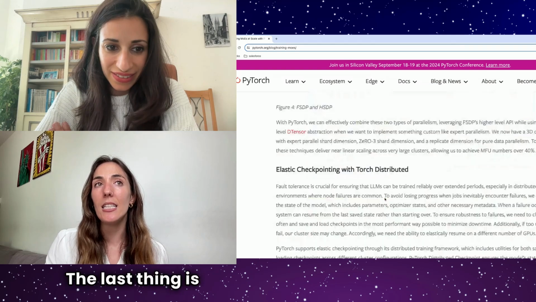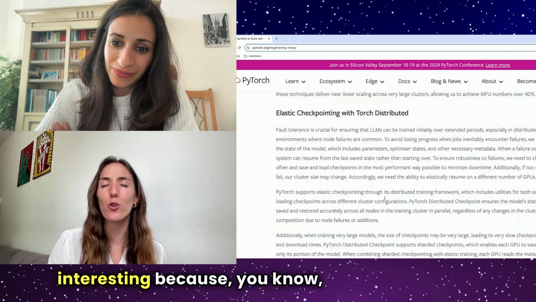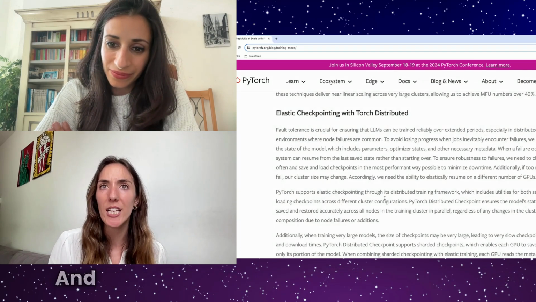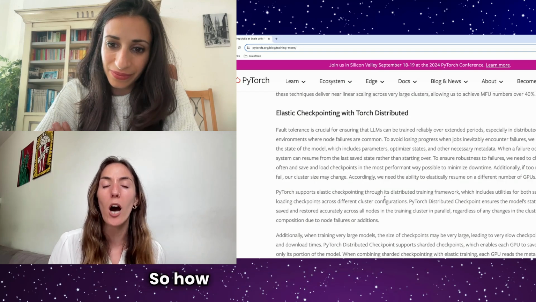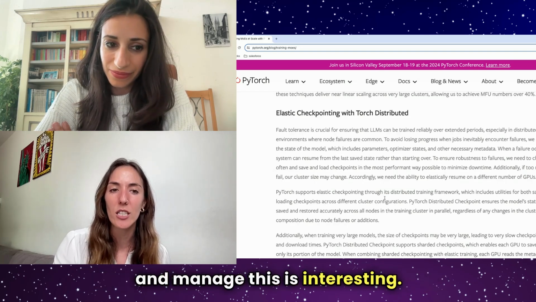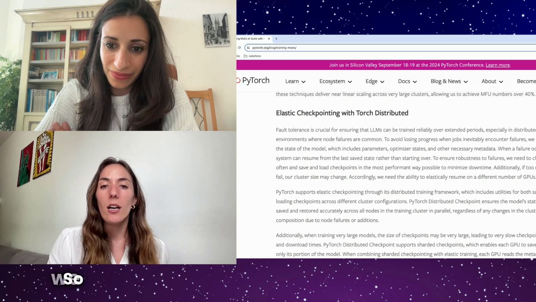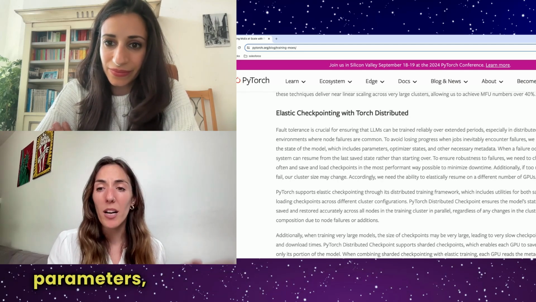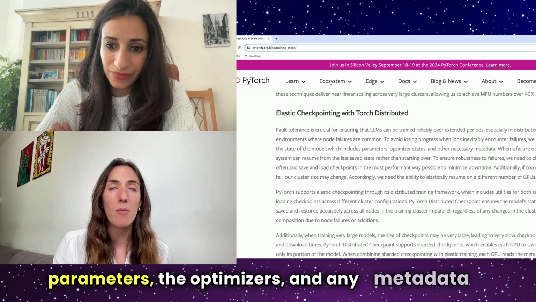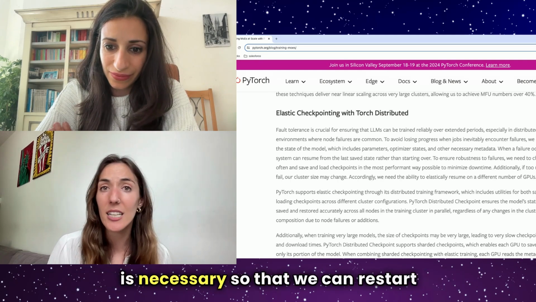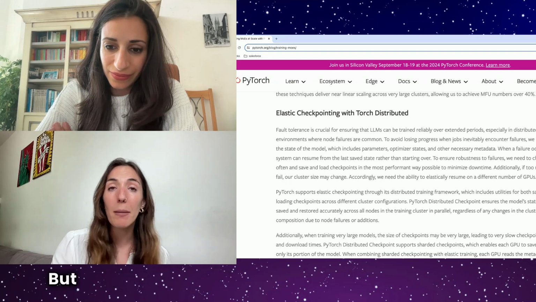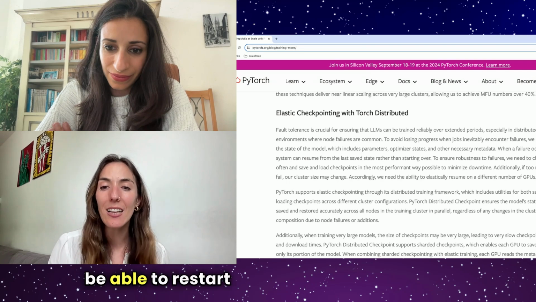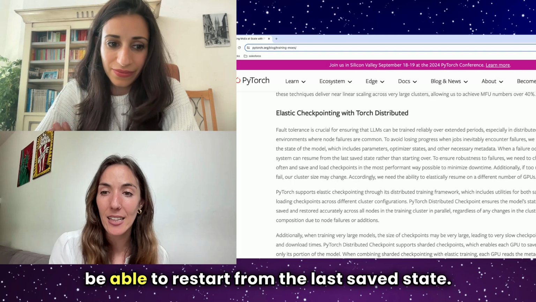The last thing is around checkpointing, which is interesting because, as you train these big models, you have to checkpoint and keep track of what's happening during training. And these checkpoints are huge. So how we communicate and manage this is interesting. We have to checkpoint the state of the model, which we cannot avoid. This includes the parameters, the optimizers, and any metadata that is necessary so that we can restart the training in case there is a problem. When a failure occurs, the system should be able to restart from the last saved state.